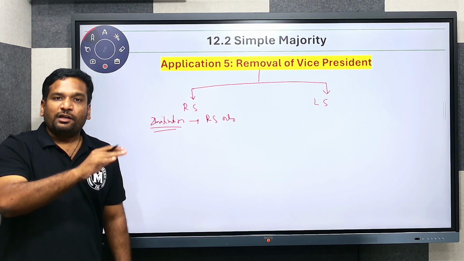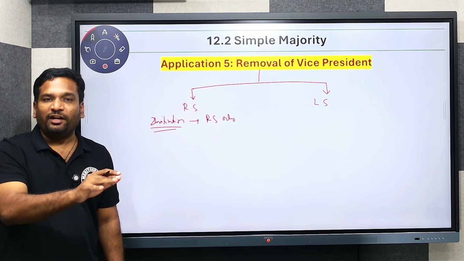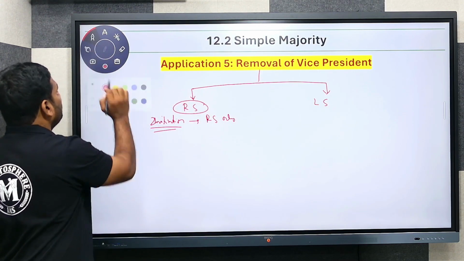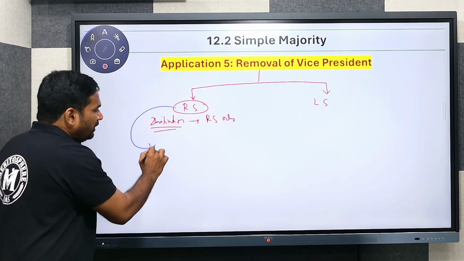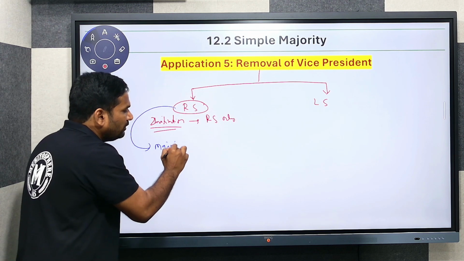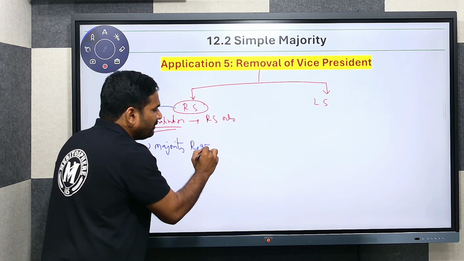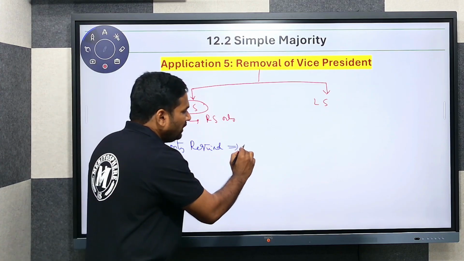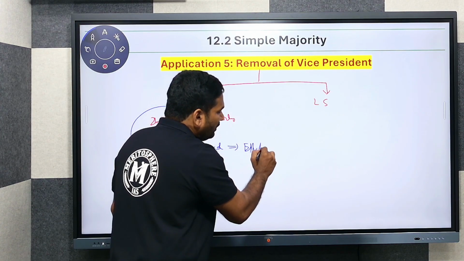Because of that reason, the removal of the vice president can only be initiated in Rajya Sabha. First point: in Rajya Sabha, the majority required for the removal of the vice president is effective majority.